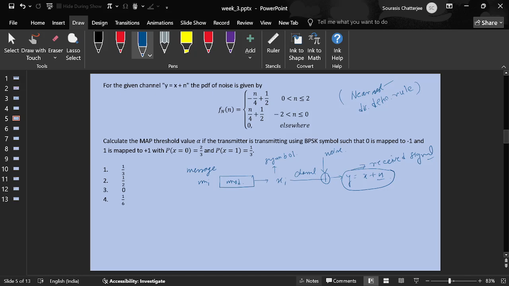We have this scenario Y is equal to X plus N. So what are we trying to do here? Can one of you point out what our purpose is here?